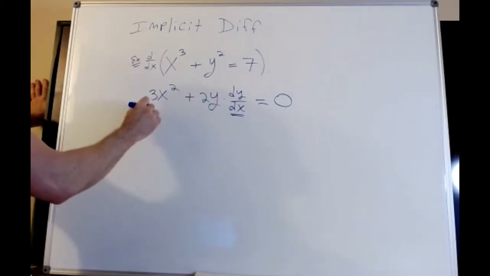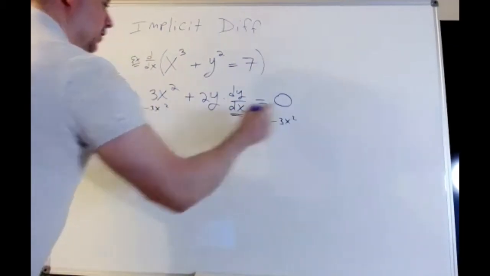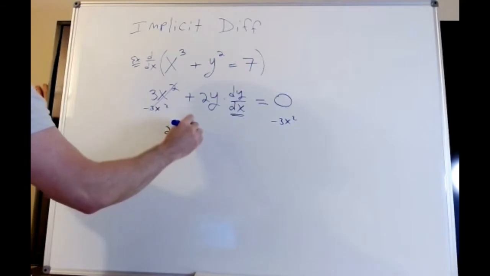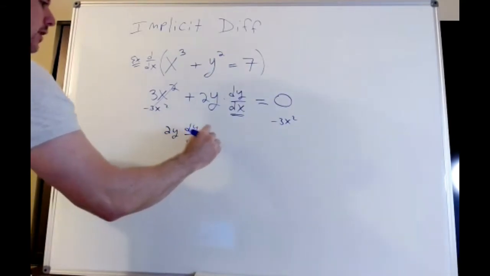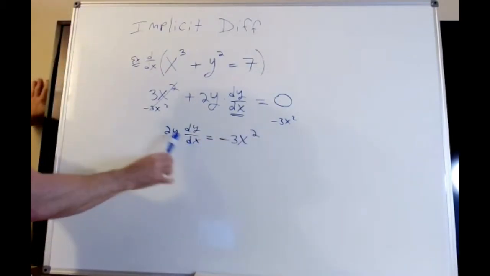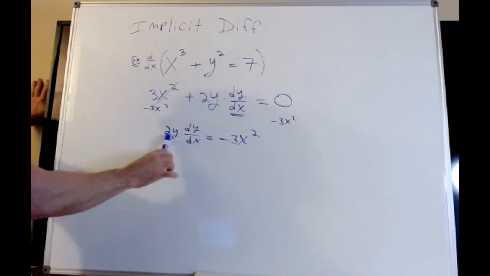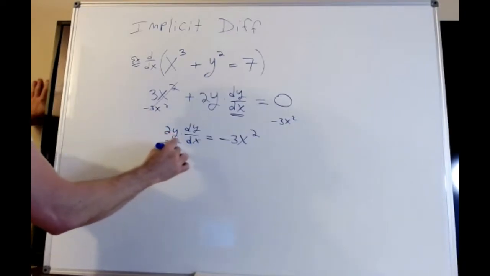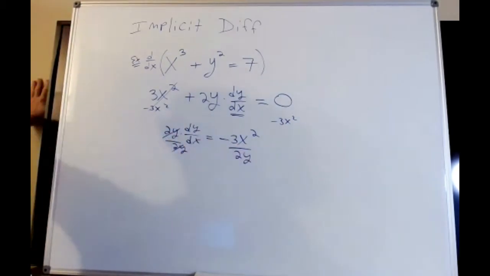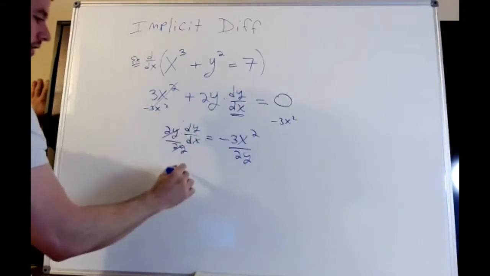So take this guy from that side and eliminate him. So he's not there anymore. Now I just get 2y dy dx equals negative 3x squared. Now, again, I need this alone. This is multiplication, right? Chain rule. You multiply by the derivative of the inside. So I have to divide the 2y away. So this goes away. And to make it look all pretty, I'll write it again.